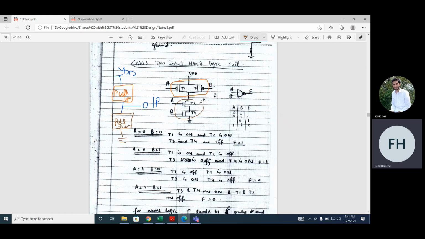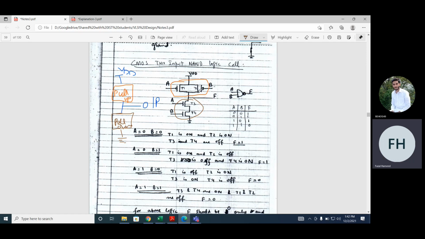So this is our pull-down network. Can we see VDD is above? After this, we have a pull-up network, and between the pull-up and the pull-down network, there is an output signal. If you look at this CMOS 2-input NAND gate logic cell, if you treat this block as a black box, what are your inputs? The inputs are A and B, and the output is F.